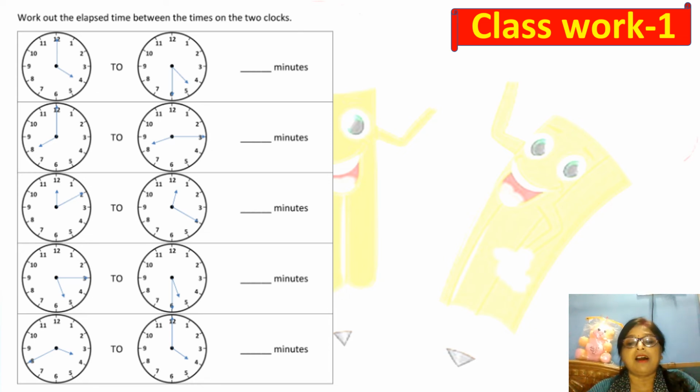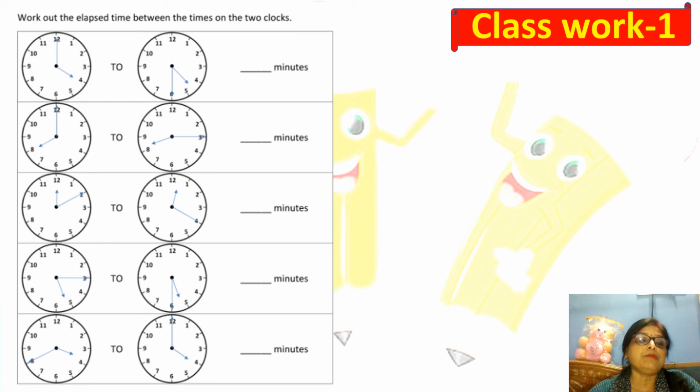How many minutes are there? It means starting time and finishing time, and you have to calculate the time between the starting time and the finishing time. So starting time is at 4 and finishing time is 4:30. So here the answer is 30 minutes.